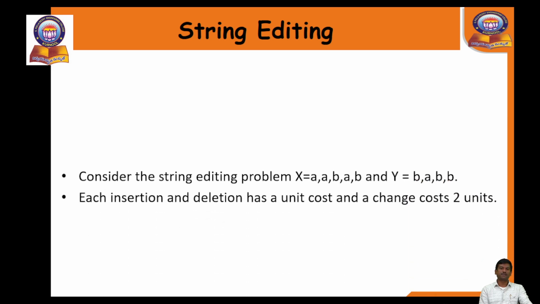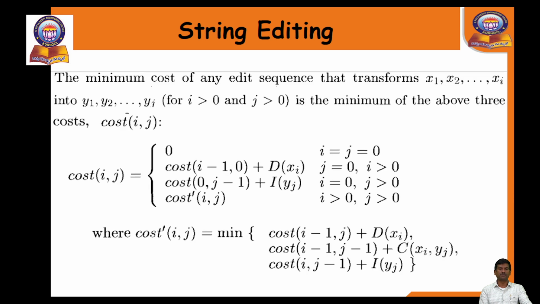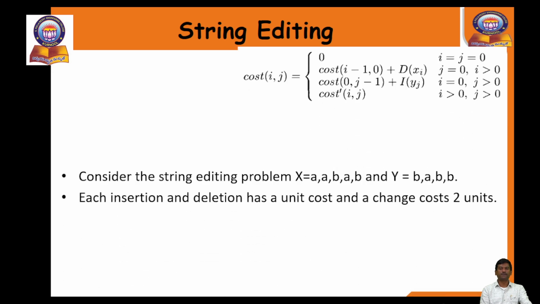So consider the same kind of string editing problem, that is x equal to AABAB, y equal to BABB. Each insertion and deletion takes 1 unit of cost, and changing of a particular symbol is whenever you encounter it in your previous step. That is, if it is a deletion operation, then the cost associated is 1. And if it is an insert operation, then the cost will be equal to 1. And whenever there is a change from xi to yj, then the cost is equal to 2. That is what you can understand from this kind of edit sequences.